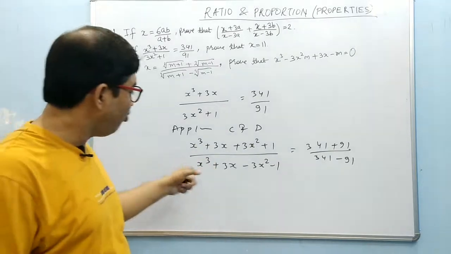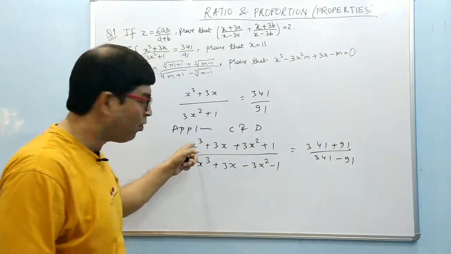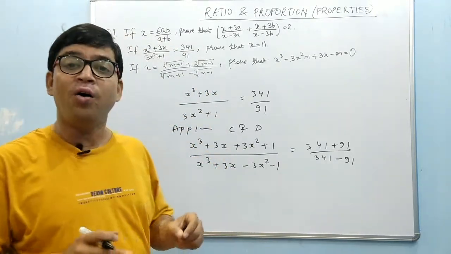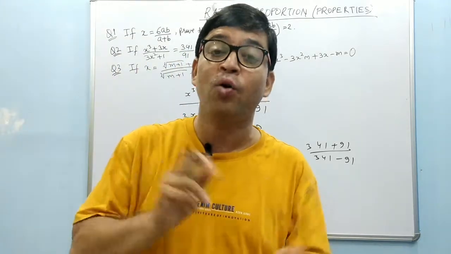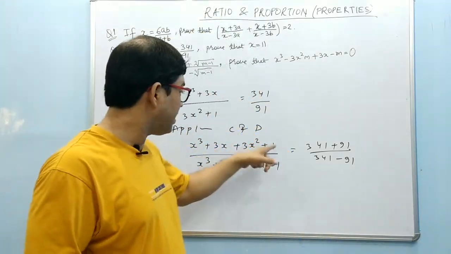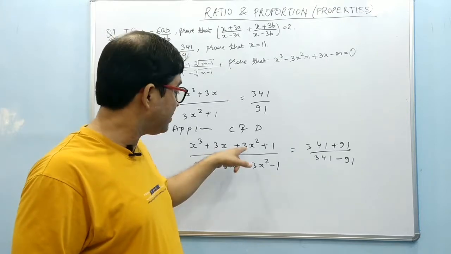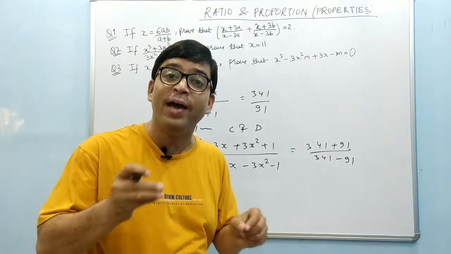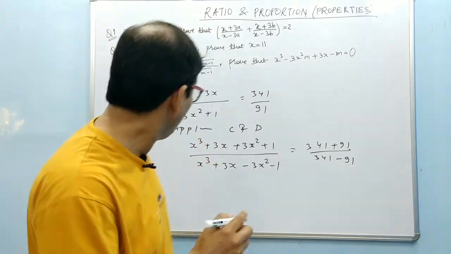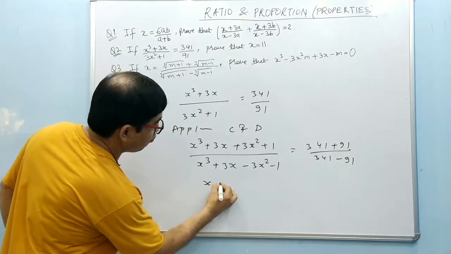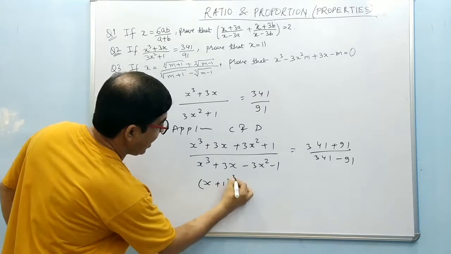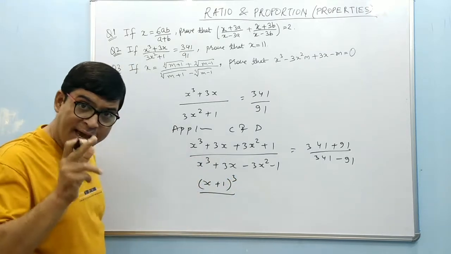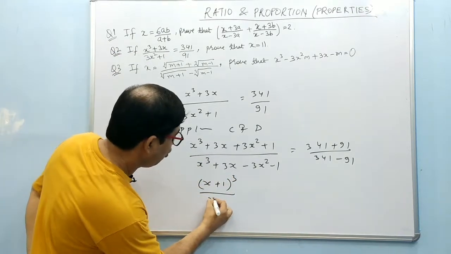Numerator plus denominator, numerator minus denominator. Do you know? This is the formula of (a+b) whole cube: a cube plus b cube plus 3ab square plus 3a square b. You just say this is the formula of (x+1) whole cube. So this is (x+1) whole cube and this is (x-1) whole cube.